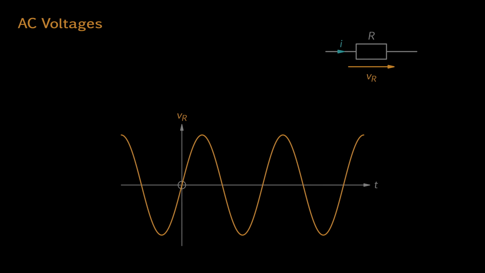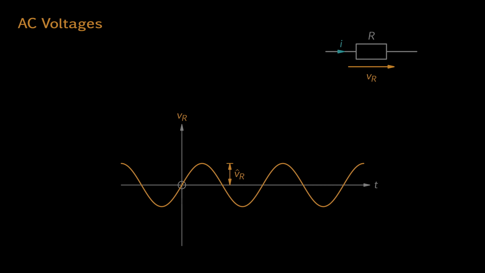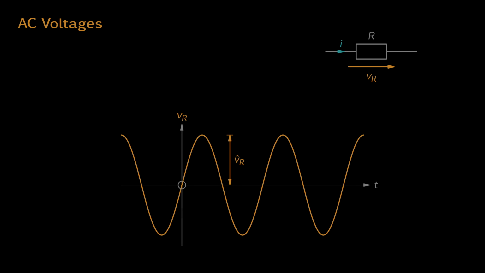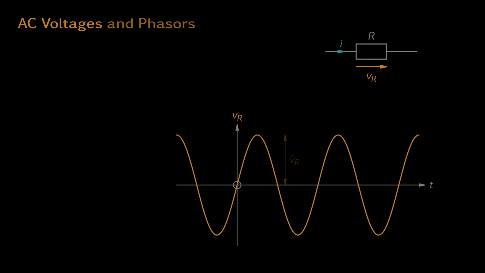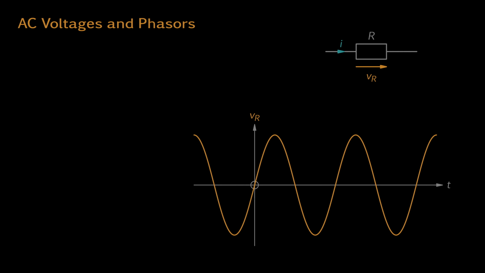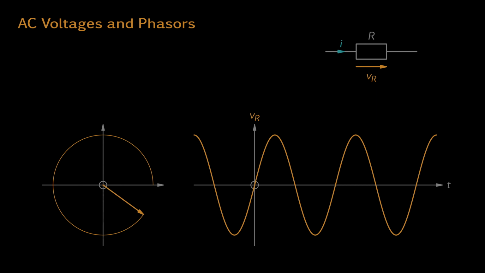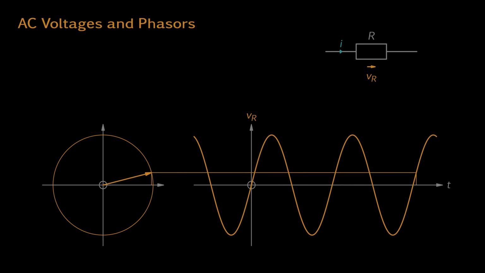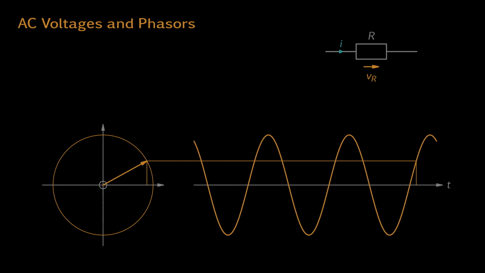The maximum deviation from zero voltage is called the amplitude and is usually denoted with a little hat above the symbol. Changing the amplitude scales the sinusoid along the voltage axis. Now, there's something very interesting about sinusoids. We can imagine that they are generated by an arrow rotating counterclockwise with constant speed. At each instant, the voltage value is the vertical distance of the arrowhead above or below the horizontal axis.